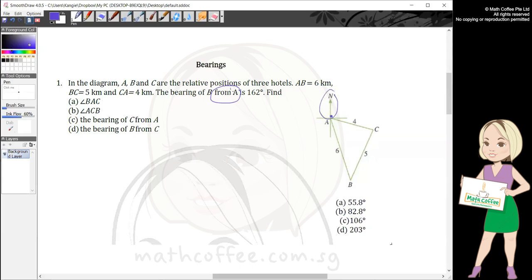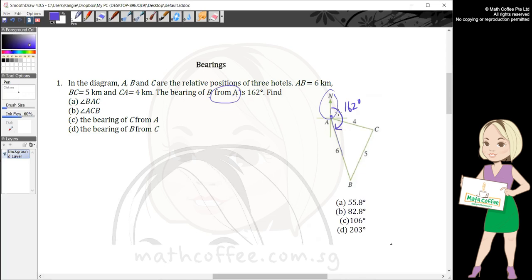Then after that, they say B and A, right? So you look at the line AB, which is this one. From the North Pole here, you will go clockwise. So this is the angle they're referring to. So this is 162 degrees. Okay, this is very important, because if you get this wrong, that means you cannot do the question already.